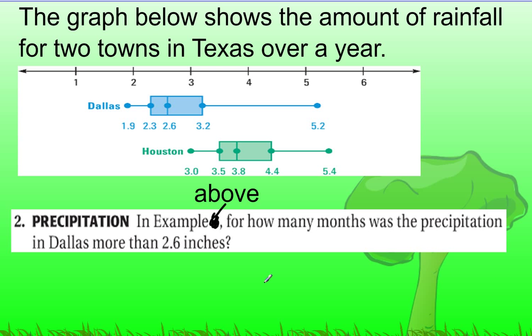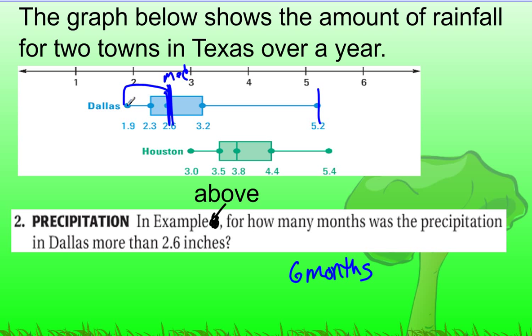All right, and hopefully you said the answer of 6 months. This from here to here is 6 months of data because it's half of it. This is the median. That's the middle. So from the middle to the upper would be 6 months of data, half of it. This other bit here, that's 6 months.